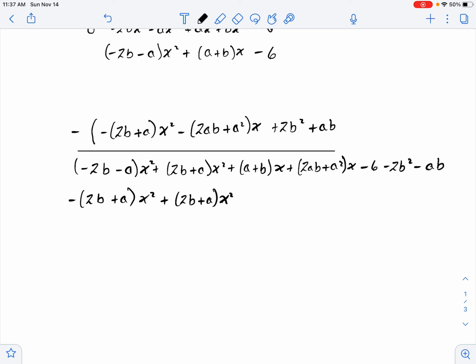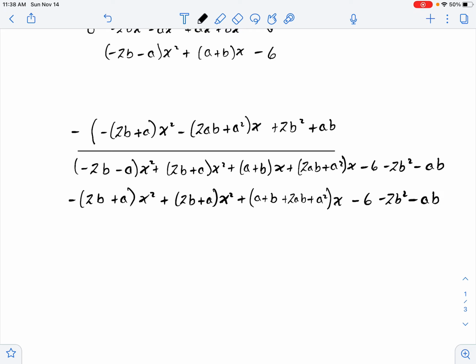Plus 2b plus a x squared. I have a plus bx, and I can combine these terms. I will factor out my x from this term and this term, and bring it to the end. So I've got a plus b, and then plus 2ab plus a squared, times x. I can bring those together and factor out the x. And then finally I have minus 6 minus 2b squared minus ab.